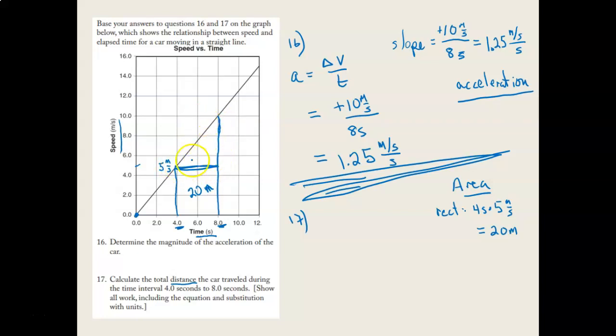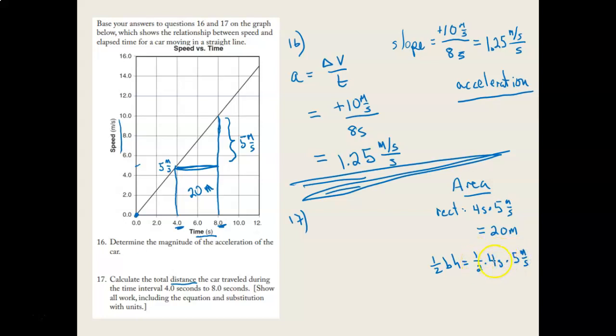So again, this is a triangle now, so it's 1/2 base times height. Okay, so now we have to add in this 1/2 base times height. So our base, again, is 4 seconds to 8 seconds. That's 4 seconds. Okay, so 1/2 times 4 seconds. And our height, well, here we started at 5 meters per second, and we went to 10 meters per second. So our height, this height here, is 5 meters per second. So times 5 meters per second.